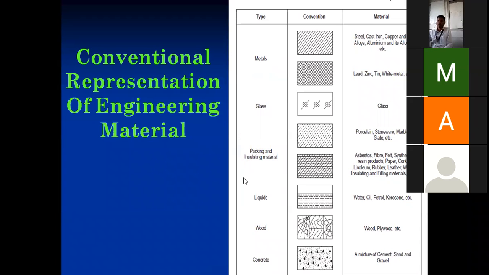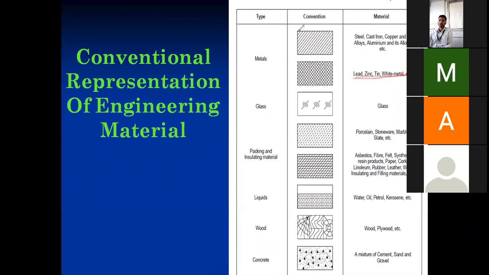So the first one is metal. Here there is no rocket science. There is no calculation, nothing to remember, nothing else. Only you have to draw a rectangle. You have to draw symbols. So metals are mainly divided into two types. One is steel, cast iron, copper and its alloy, aluminum and its alloy, and here lead, zinc, tin, white metal.